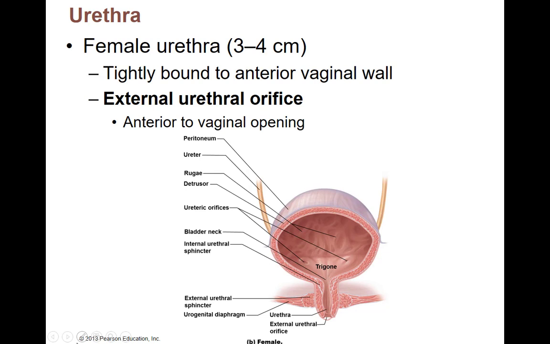Now, the urethra in a female is about 3 to 4 centimeters, an inch and a half-ish, not very big. It runs right parallel to the vagina. They're actually attached to each other through a membrane. The orifice is right in front of the vagina, so you've got the 2 openings right there. In lab, we looked at the urethral opening and then the vaginal opening right next to each other.